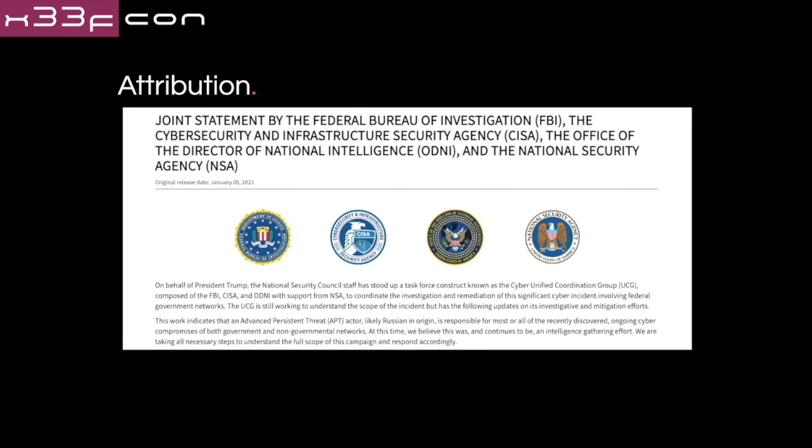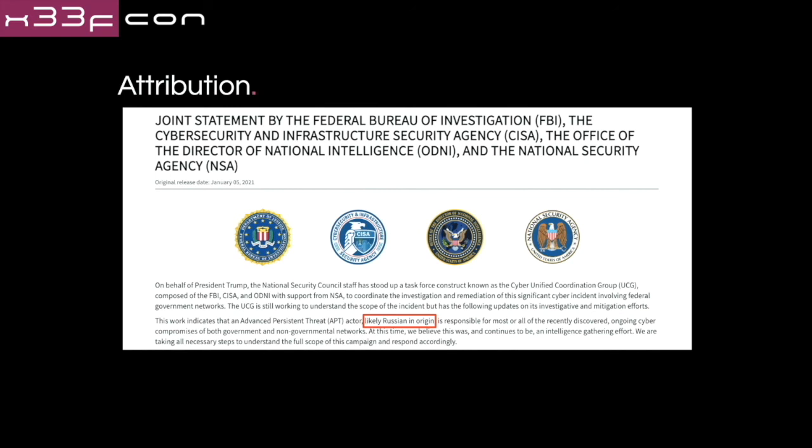And with that, I will move to a more recent example. On January 5th, as you probably know, the US government was kind of forced to make a statement around the SolarWinds case. And for this reason, there was this joint statement that was released to the public by multiple agencies, including the FBI, the Office of the Director of National Intelligence, and the NSA, with the most important part for our talk being this one: they state "likely Russian in origin."